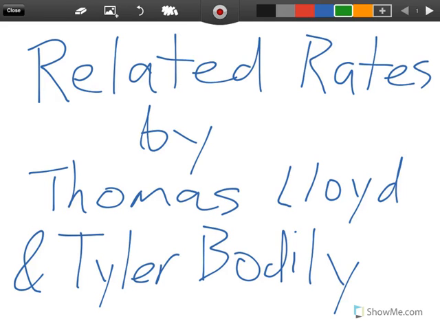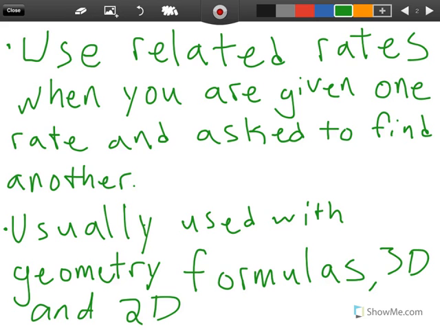Alright, so we're going to show you some related rates problems and then explain the steps to solve them. You use related rates when you're given one rate and asked to find another. And when we say rates, we mean derivatives. That's usually what a rate is. These problems have to do with derivatives to find the other rates, and they're usually used with geometry, both 2D and 3D, and you use geometry formulas to help you in the problem.